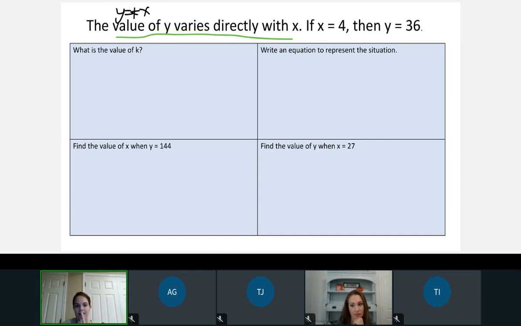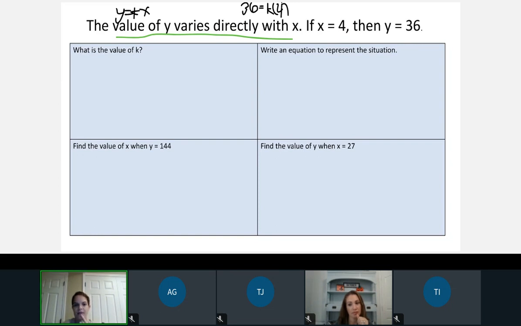No, they give us x and y. Okay, so then let's plug in what we do know. We know that y is 36. 36 equals k times 4. So how can I figure out what k is?